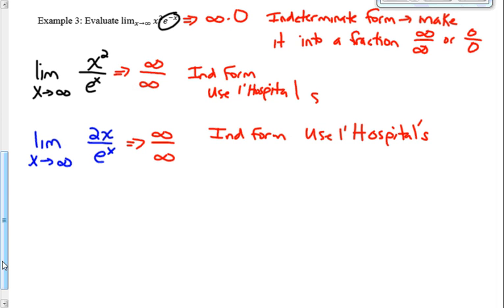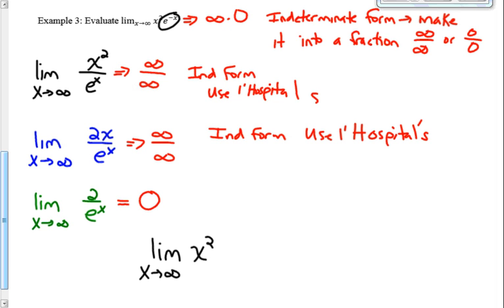And let's see what we get when we do our next L'Hopital's. On the top I get a 2, on the bottom I get an e to the x. The top stays 2 and the bottom is going towards infinity, which means this limit is equal to 0. So the limit as x approaches infinity of x squared e to the negative x is 0.